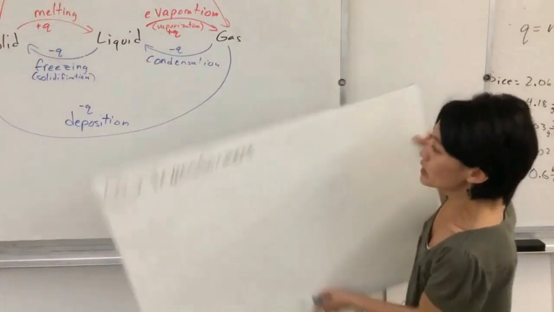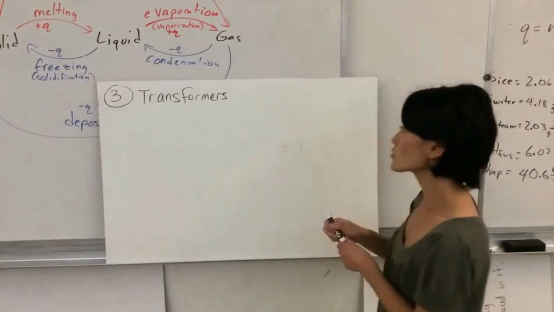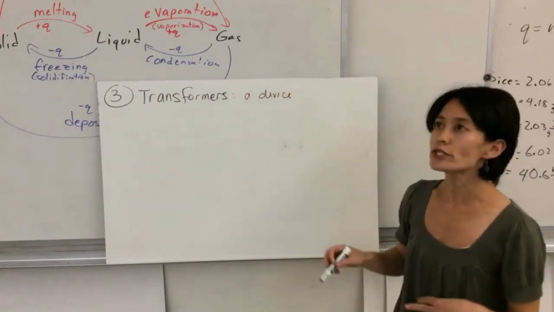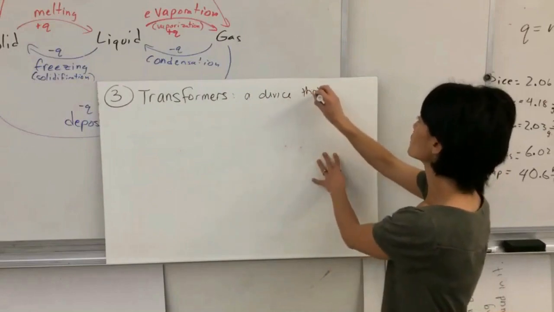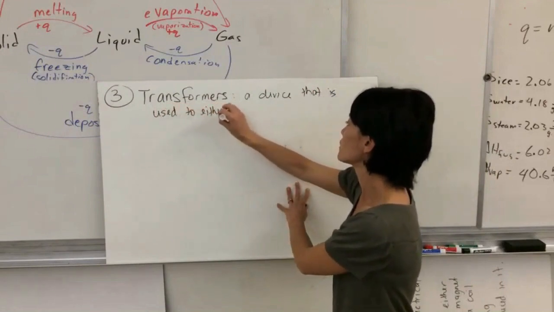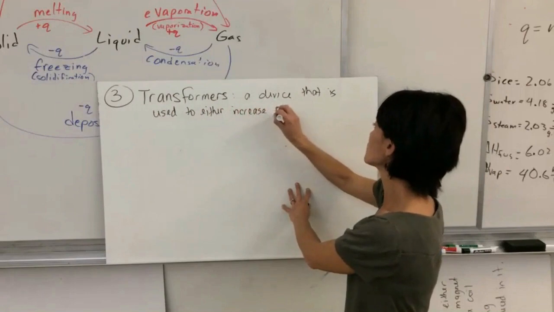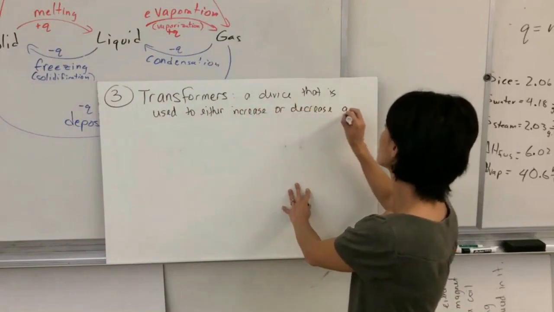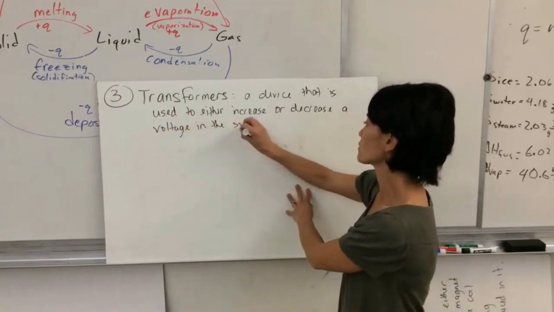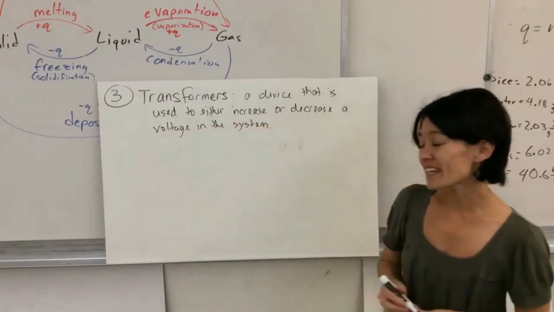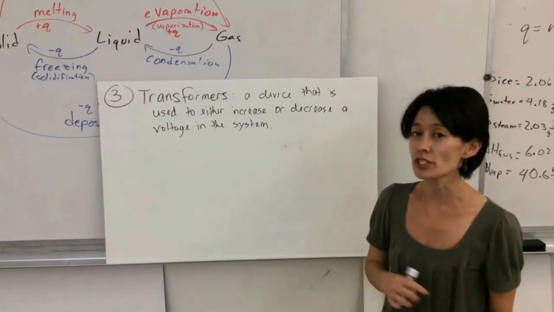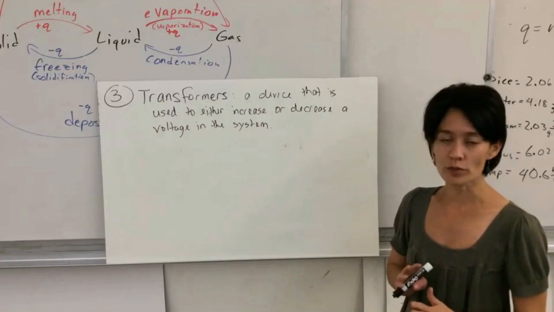The third application is transformers. A transformer is a device that is used to either increase or decrease the voltage in the system. And the key to this is that it's the voltage that's changing, it's not the power. So the total energy is not changing, it's just the voltage. And that has to do with what's happening with the current.